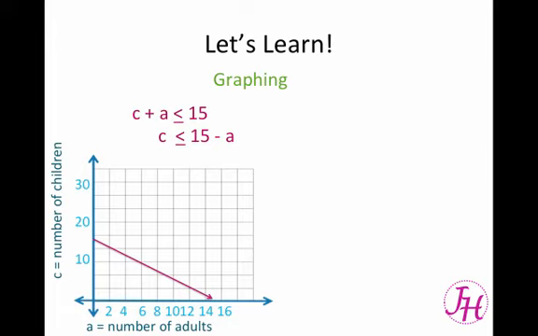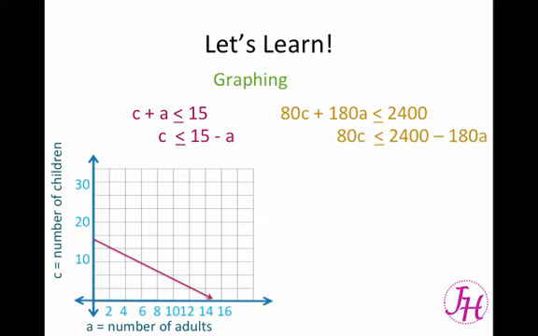We cannot include any numbers that are above this line. So we're going to shade below, but we're going to hold off on the shading until we see what the other inequality is going to look like. So then we have the other inequality that represented the weights. 80C plus 180A is less than or equal to 2,400.